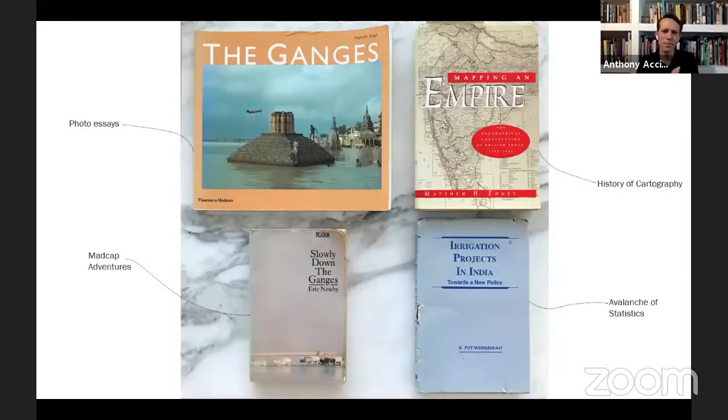Now, I think it's important to take you a step back, and Director General Mishra had mentioned before the technologies that I had. So imagine that I start to do this work in 2004 to map the Ganga Basin. In 2004, some of the best books that I could find were Raghuveer Singh's The Ganges or Ganga, a photo essay. I could find Irrigation Projects in India, which was this kind of avalanche of numbers, histories of cartography like Mapping an Empire, or Slowly Down the Ganges, this madcap adventure where Eric Newby travels the length of the Ganges.